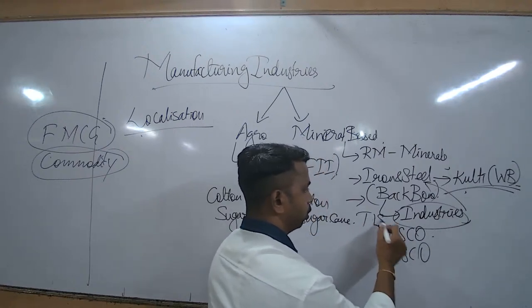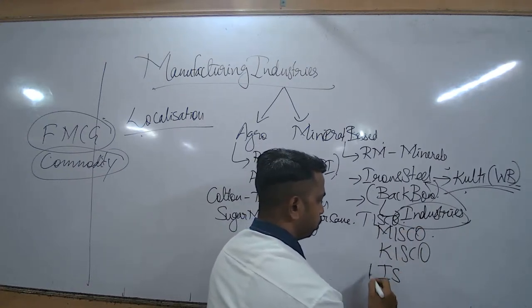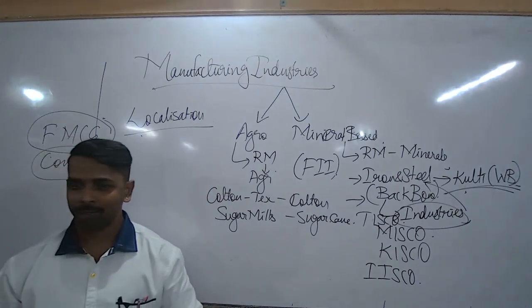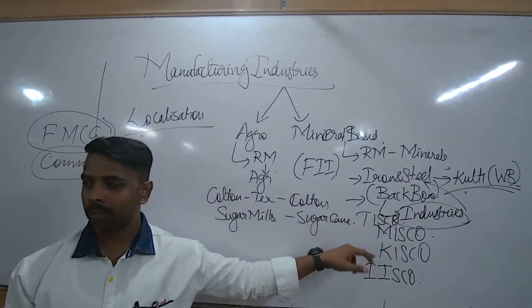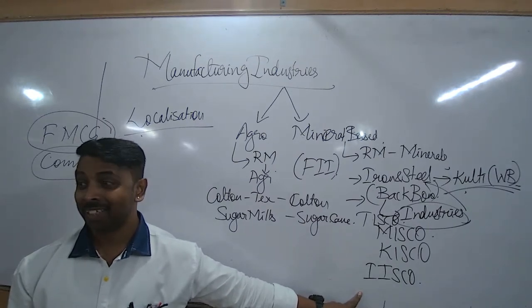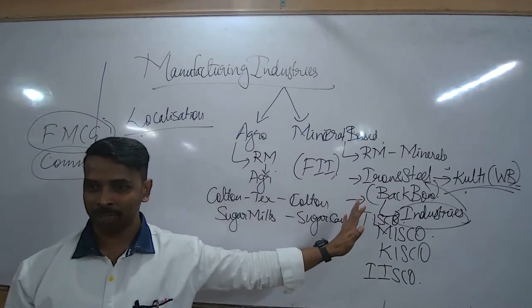First, we'll start with Tesco. Then, the industry goes like this. Is it so rhythmic to read? Tesco, Misco, Kisco, or Isco? Kisco, Isco. Tata Iron and Steel, everybody knows.